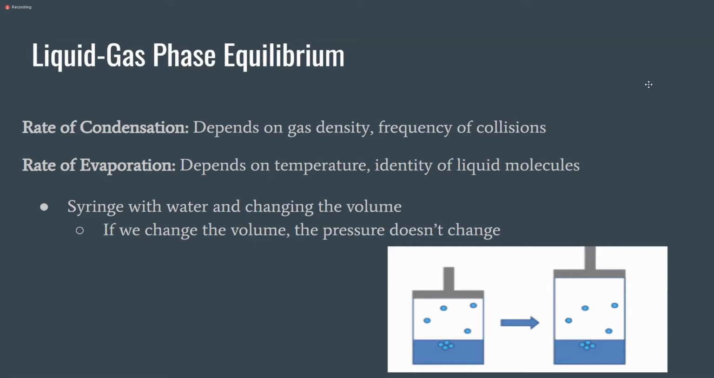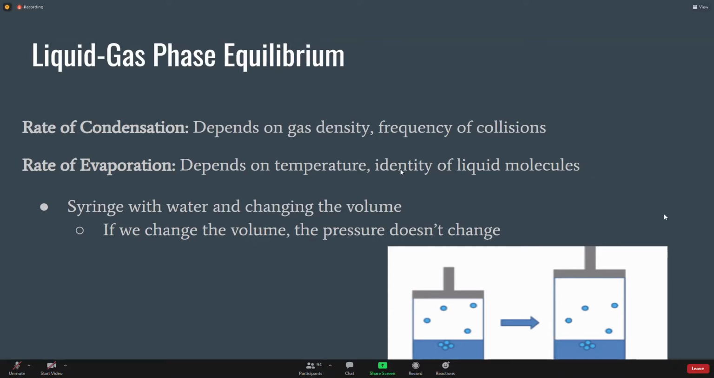So I'll start simple. We had in class a demonstration with a syringe filled with water, and we pulled it back and then fixed it there so that the vapor pressure was able to exist above the water. And we measured the pressure of the vapor phase above the water as we changed the volume. And we found that as we changed the volume, the vapor pressure didn't change. So now I'm going to walk through why this is while talking about rates of condensation and evaporation.